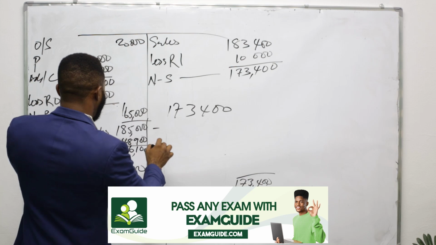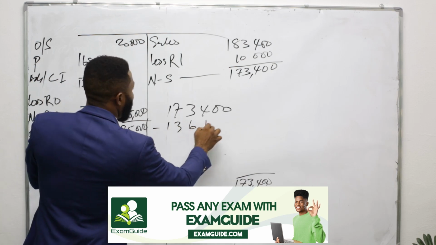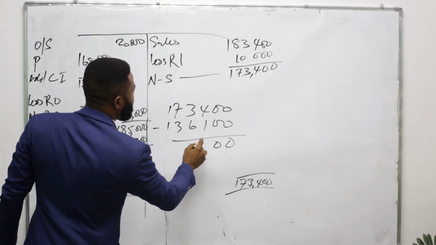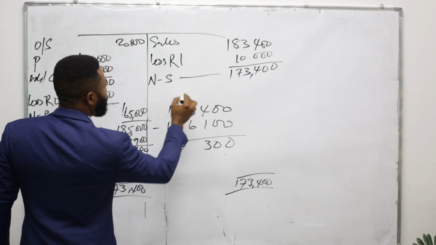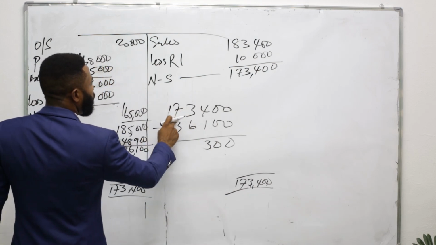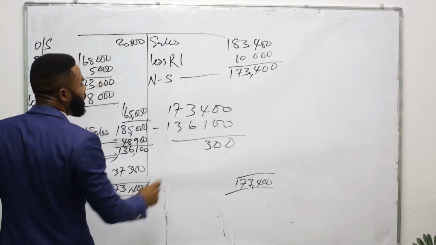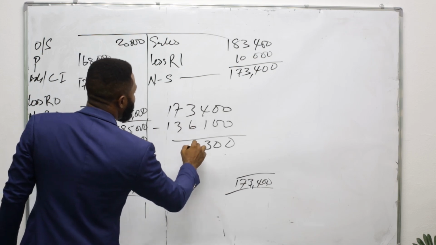173,400 minus 136,100. You have 0, 0. This is here minus here. We give you 3. Here cannot be subtracted from here. From 1 to here, you take 1 from here to give you 13. 13 here minus 13, we give you 7.